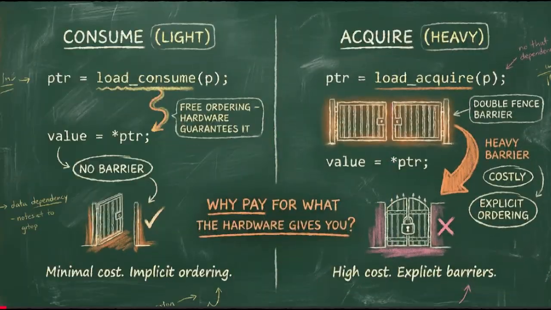Okay, so what exactly was consume supposed to do? I know it was championed by Paul McKenney, specifically to support RCU, or Read Copy Update, in the Linux kernel. Right, and RCU is critical for Linux performance.